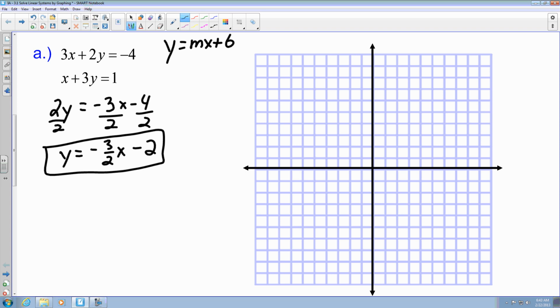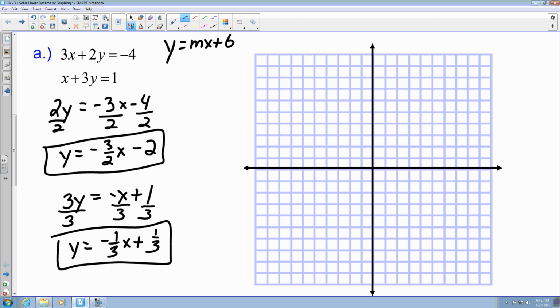Dealing with the second equation, I'm going to subtract x from both sides. So now I have 3y equals negative x plus 1. Now I need to divide both sides by 3. So now I have y equals negative 1/3 x plus 1/3. Okay, so now that I have both of those, now I can graph them.